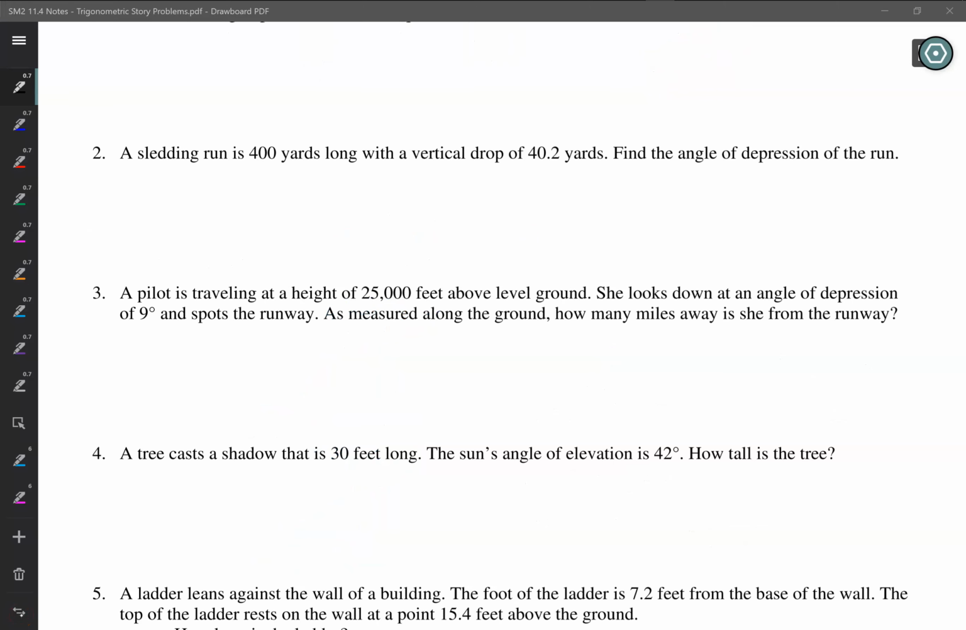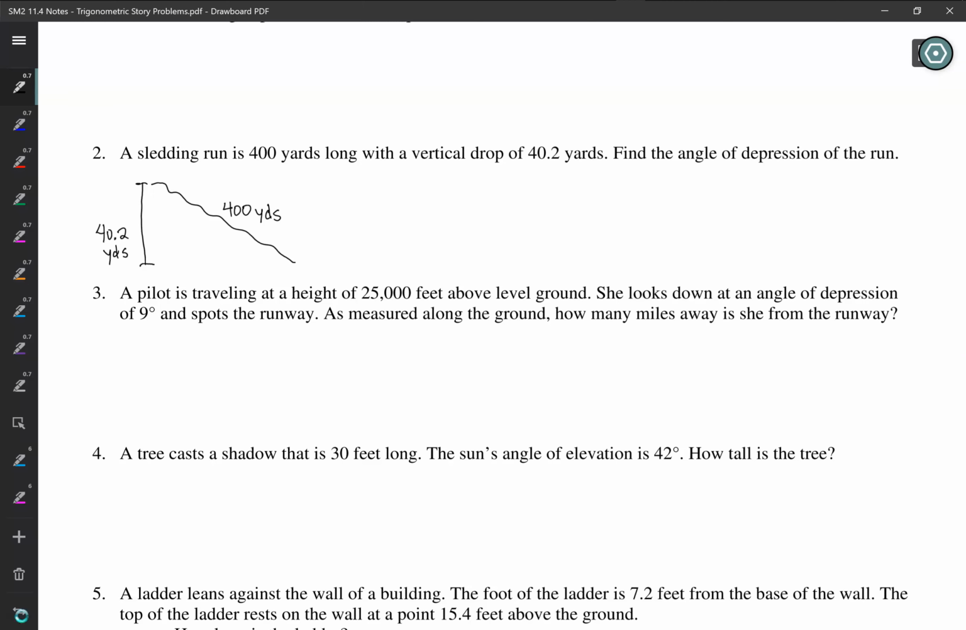All right, this time we have a sledding run. So going down a mountain, and the sledding run is 400 yards long. And as you go down that run, from the top to the bottom of the run, you drop 40.2 yards. And we want the angle of depression.